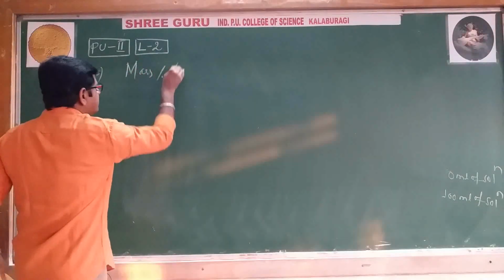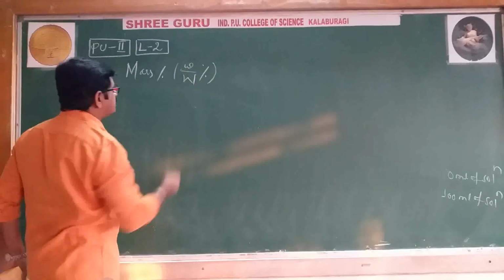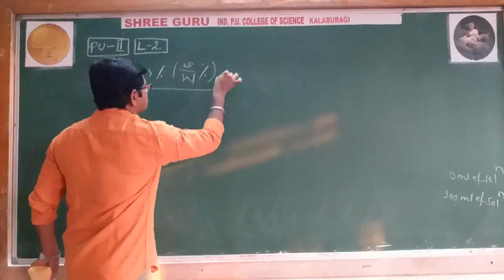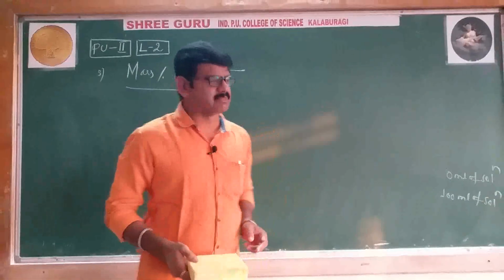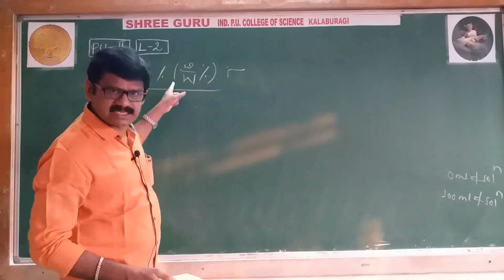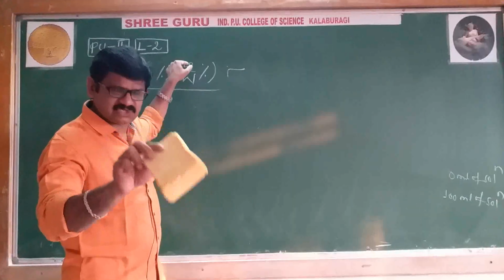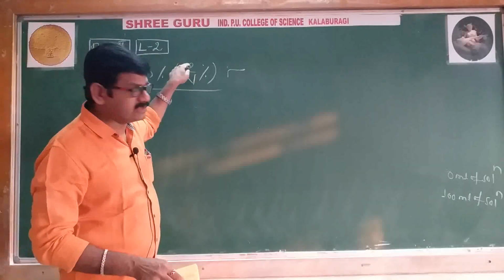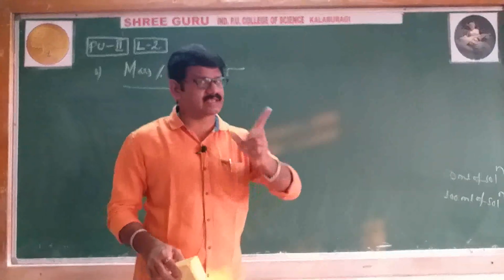Mass percentage we will write as W by W percentage, or we can say mass to mass percentage. Very simple. What is a small w? What is a capital W? Small w is the mass of solute in grams, and the capital W is the mass of solution in grams.